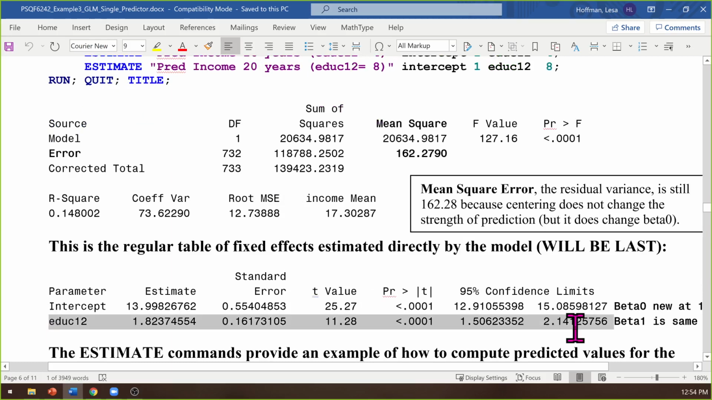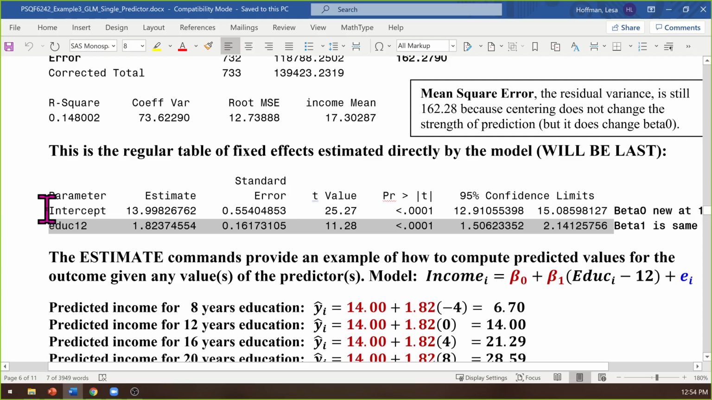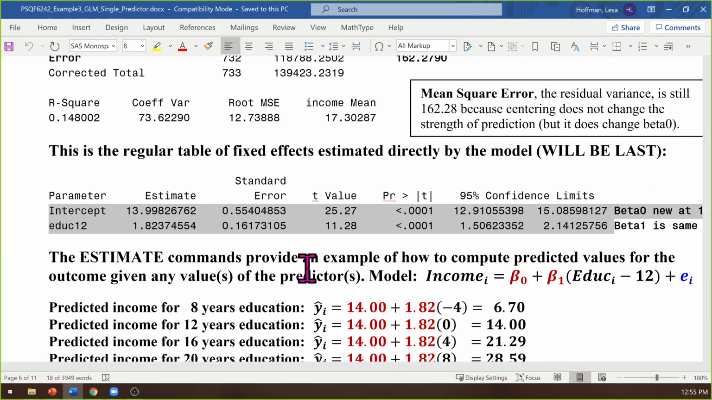Here's the slope for education. So note that we have two fixed effects in the model as given by this table. Each fixed effect has its own estimate. The first column, or coefficient, is a synonym for estimate. That's also known as point estimate because it's one number. The next column over is its standard error. So the intercept has a standard error, the slope has a standard error, and each of those standard errors conveys the expected inconsistency of that estimate across repeated samples of the same size.